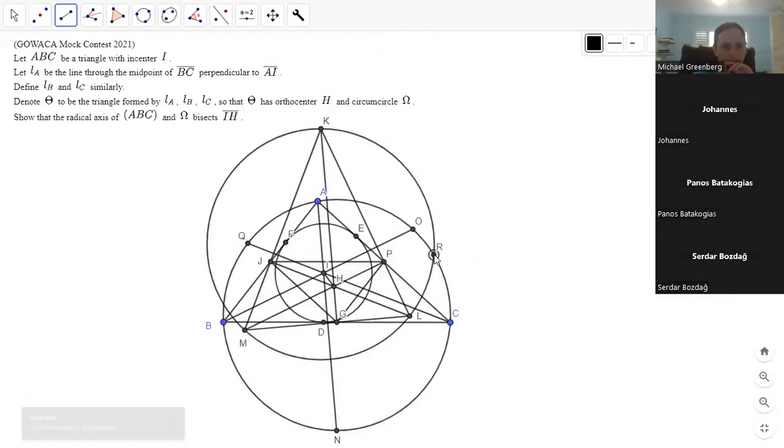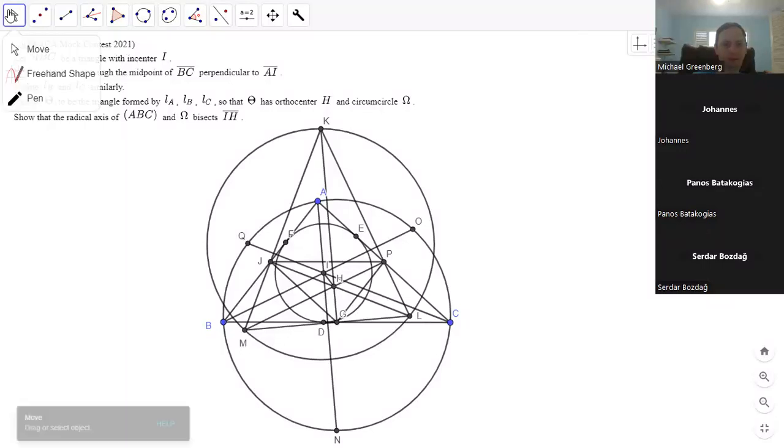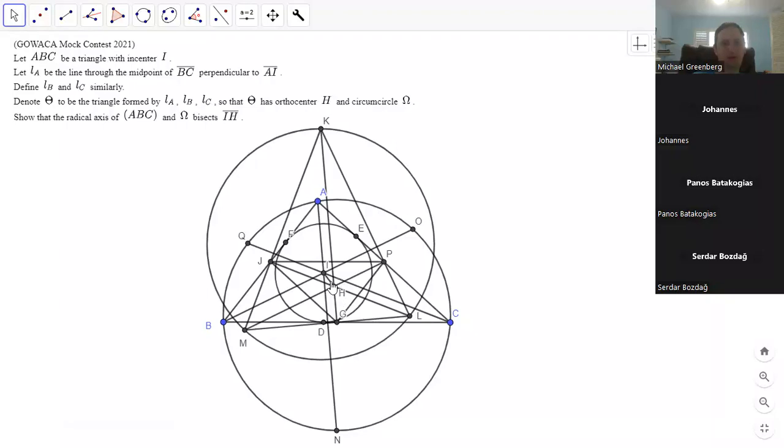Let's see. So with all these parallel lines, KG is parallel to AN, BO is parallel to PM, and CO is parallel to JL. That makes me think of parallelograms. So basically, the midpoint of IH would be the center of three different parallelograms.